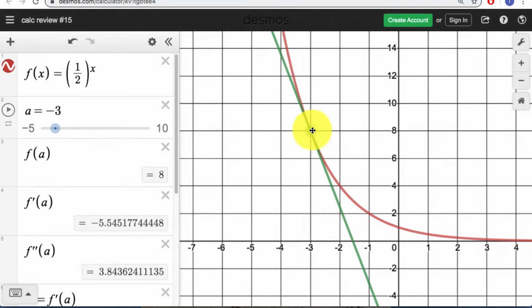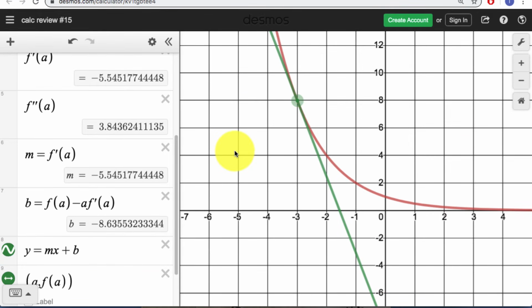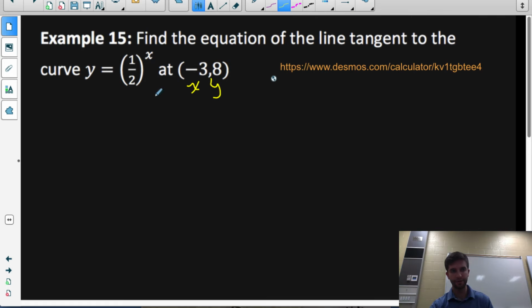The tangent line touches the function at that point, negative 3, 8. So we're going to need its slope using the derivative, and also we're going to need to solve for the y-intercept using the point and the slope, and then we can write the equation of the line in the form y equals mx plus b. So in order to find the equation of a tangent line, I'm going to need to know the slope of the tangent line at the point where x is negative 3.